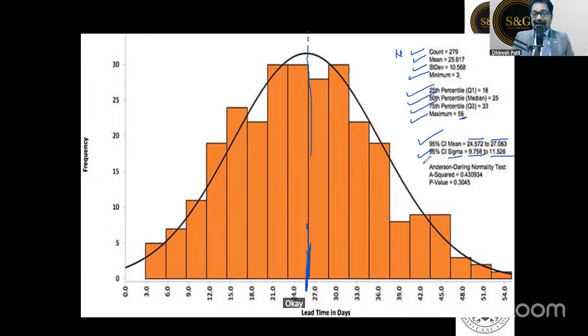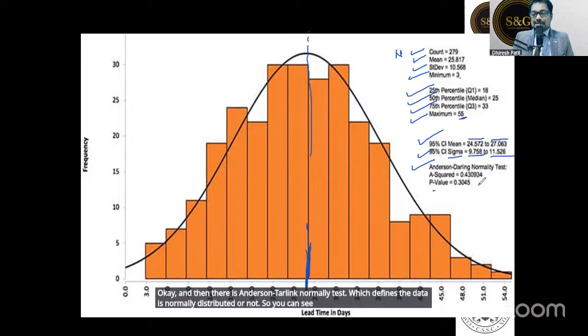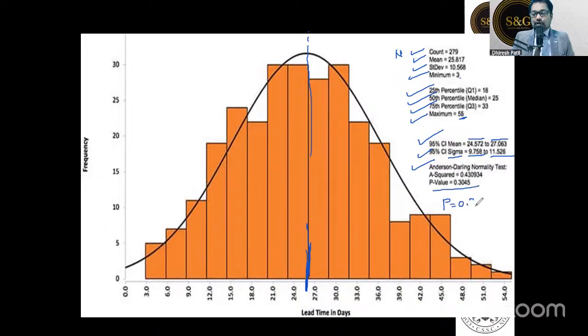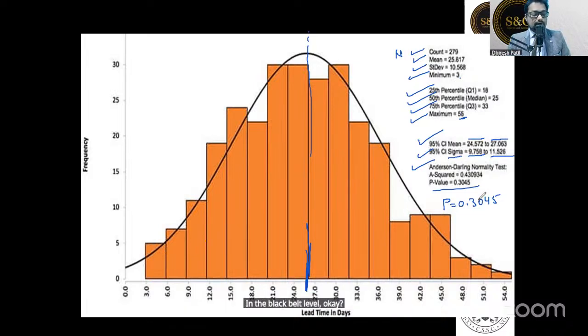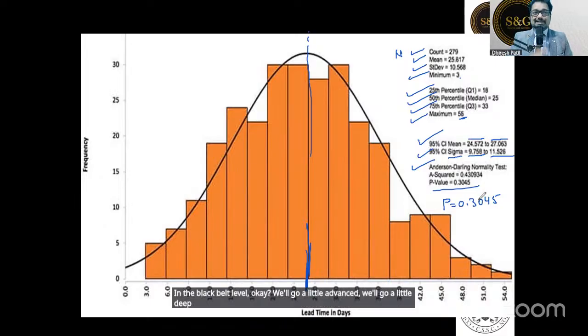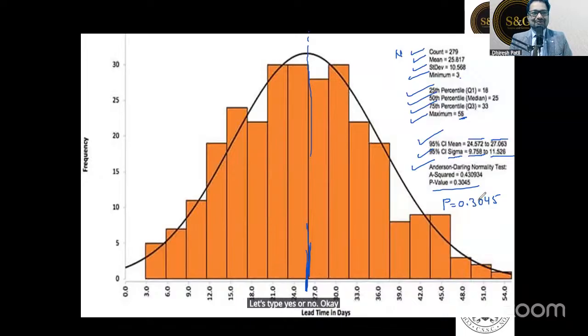And then there is the Anderson-Darling normality test, which tells whether the data is normally distributed or not. You can see the p-value is 0.3045. Now tell me, is the data normal? Just give me yes or no in the chat box with this p-value in front of you. As I said, we will learn how to calculate the p-value manually at the black belt level. We'll go a little advanced, a little deep. Is this data normal? Just type yes or no. Normal. Fantastic.